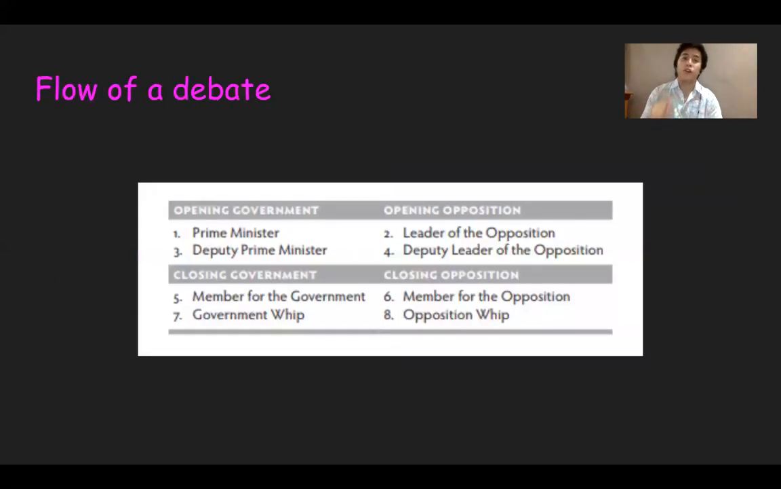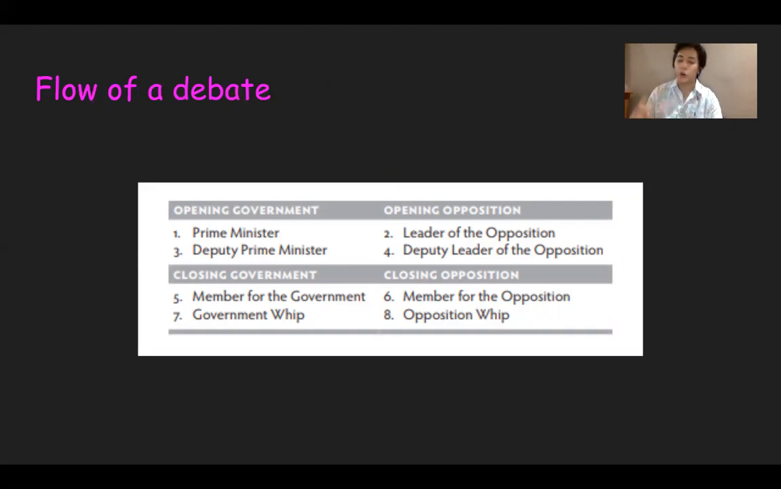So this is the basic flow of the debate. This is taken from the Practical Guide to Debate. It's a book that a lot of people actually have access to. So you have four teams: opening government, opening opposition, closing government, and closing opposition, and two speakers in each of those teams. I'm not going to reiterate them. You can read it right there.